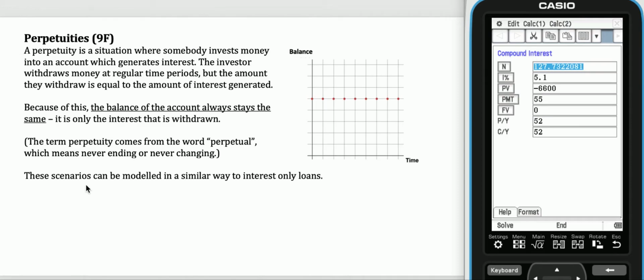These scenarios can be modeled in a very similar way to interest-only loans, because you might remember from 9D that interest-only loans were where we borrow money and then only pay back the interest. So again, even though it's a different scenario, the numbers are behaving the same way.